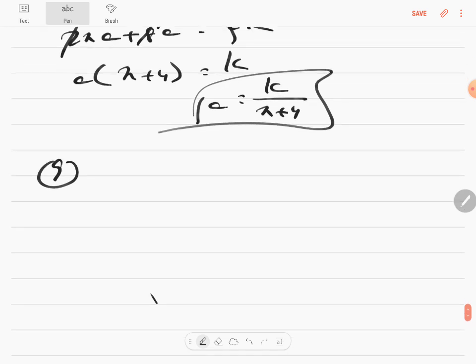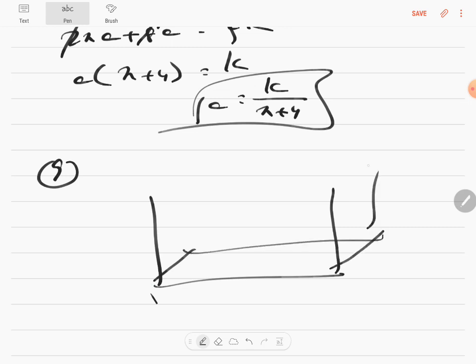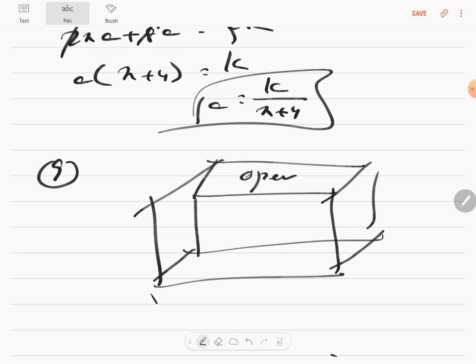You're building a tank. Okay, it is open at the top. So with this, let this be the last sum for the day. I don't want to put you under so much pressure. So you have a cuboidal tank. It's open at the top, which means you're building a wall, floor, everything. And there's a cost given.